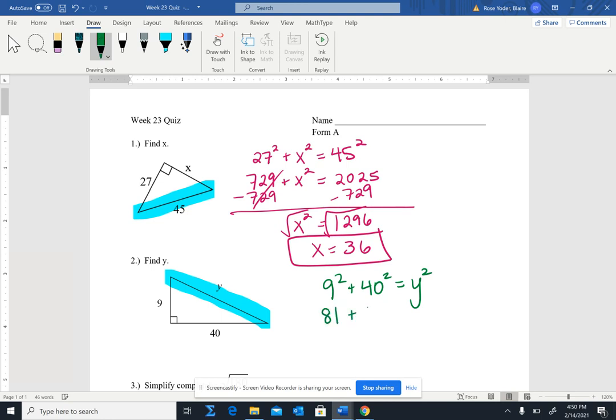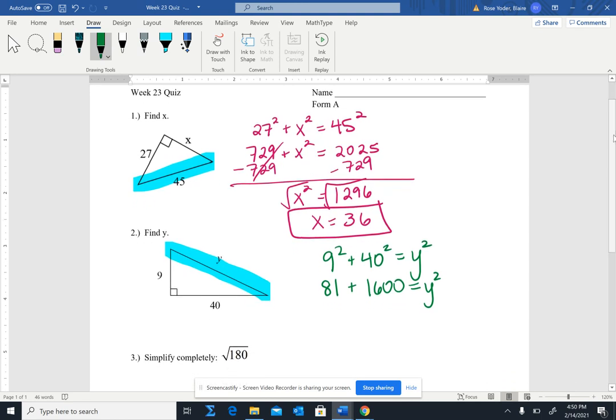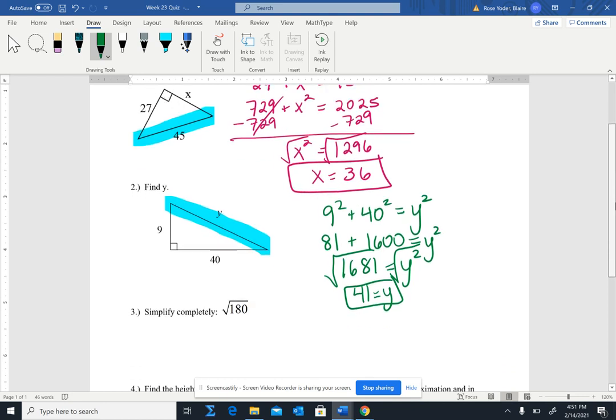81. 40 squared, 1600. And then this time, the 81 and the 1600 are together on the left-hand side of the equal sign. So we're just going to combine the like terms and add them up. And then just like the last time, the last step in the Pythagorean theorem is always to take the square root. The square root of 1681 is 41. So just barely, but that is bigger than 40. Remember, the hypotenuse has to be the biggest side. So if you get something less than 40, that wouldn't make sense.